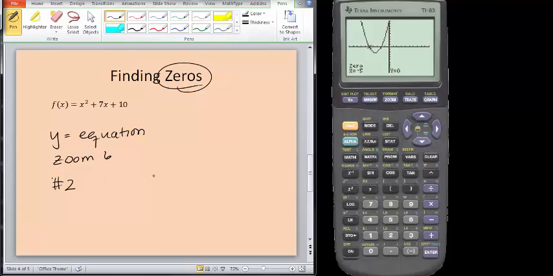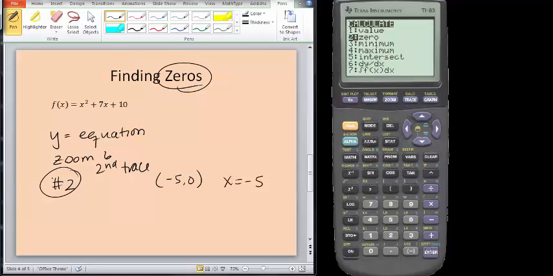So the first 0 that we found is -5, 0. That's our first intercept, or x equals -5. Let's find the other one. We repeat these steps starting with second. Oh, I didn't put that in there. Second calc, or second trace. That's how we got the menu. So second trace, we choose number 2.